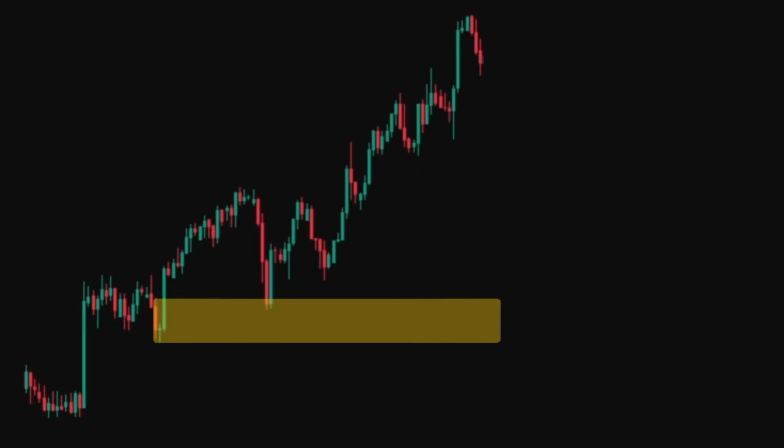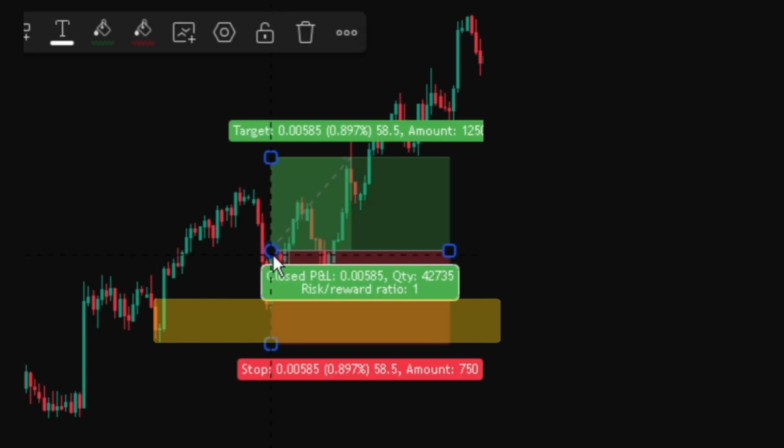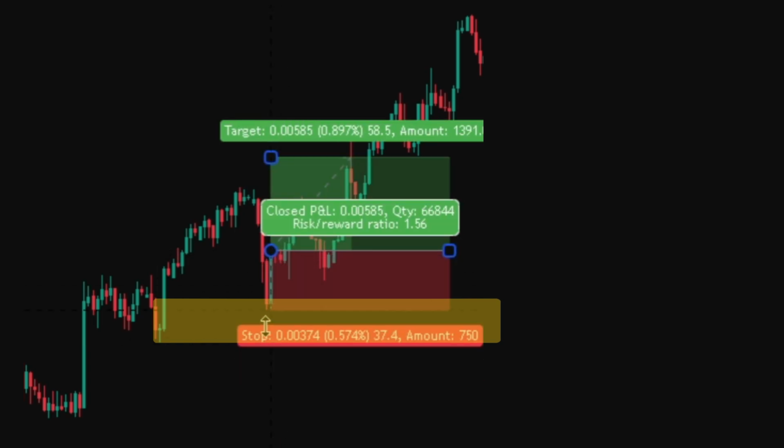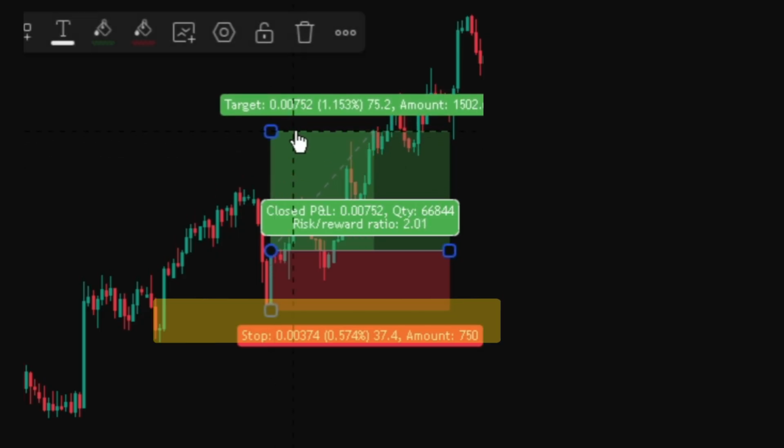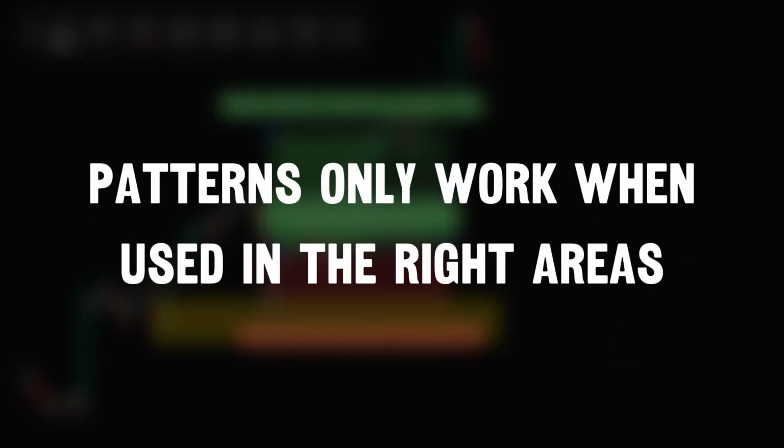We enter the trade at the close of the bullish engulfing candle. We place our stop loss just below the rejection point, the lowest point of the retracement. And for our take profit, we target a 1-to-2 risk to reward ratio, staying aligned with the bullish trend. Now you understand how to read candlesticks. But remember, patterns only work when used in the right areas.